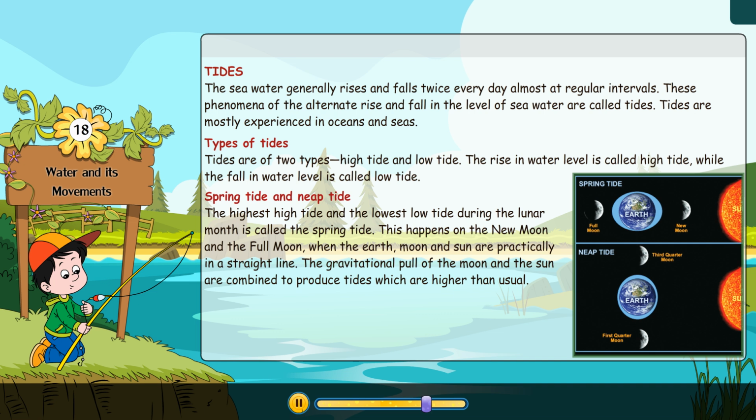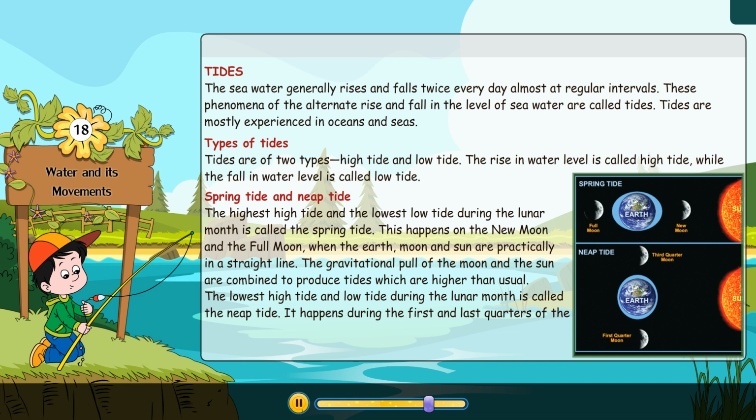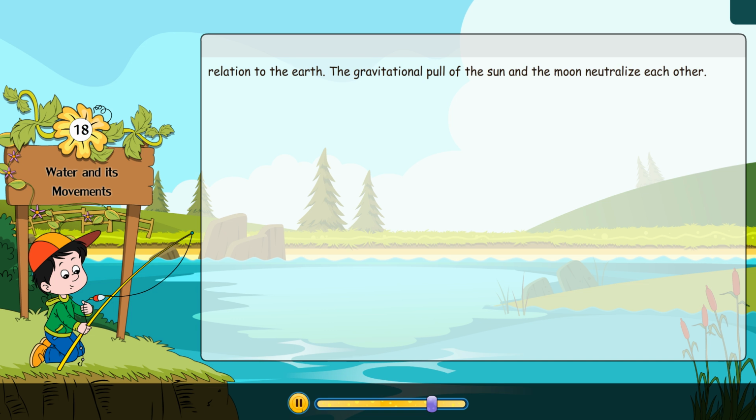The lowest high tide and low tide during the lunar month is called the neap tide. It happens during the first and last quarters of the moon, when the sun and moon are at right angles to each other in relation to the earth. The gravitational pull of the sun and the moon neutralize each other. At these times, the tides are weaker.